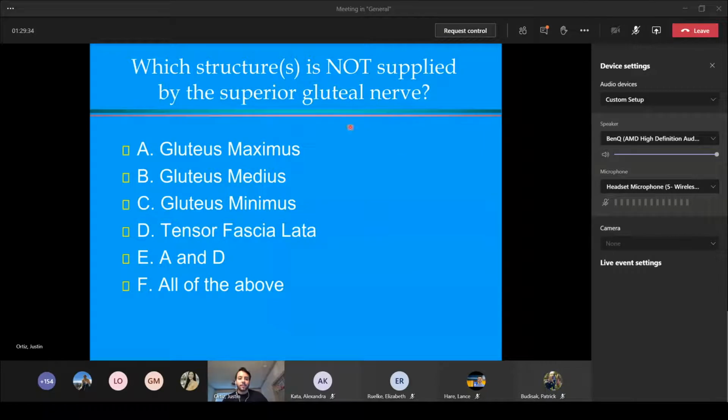Okay, so which structure is not supplied by the superior gluteal nerve? A, B, C, D, E, or F? Remember, not supplied by the superior gluteal nerve. I made this one a little bit tricky, but it's for the best for you all, so it can help you understand which one's going superior and which one's inferior.